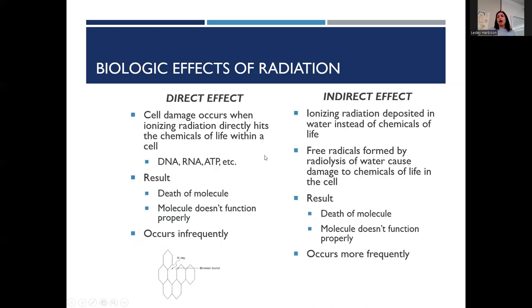So direct effect is kind of self-descriptive. Like a missile coming right in and having a direct hit on its target. It's coming right in and it's hitting the chemicals of life. So cell damage occurs when the ionizing radiation directly hits the chemicals of life within the cell. And the results of that direct hit are death of the molecule, or a molecule just doesn't function properly. And this occurs quite infrequently.